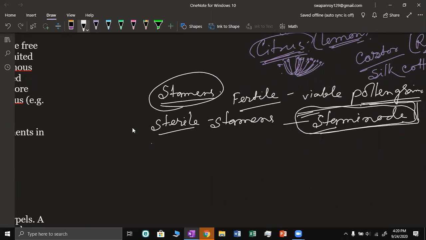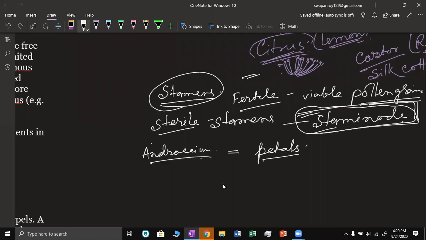Another characteristic related to the androecium is that sometimes the androecium is fused with the other whorls of the flower. In the adelphous condition, we have seen that stamens are fused together. But sometimes stamens are fused with the petals.